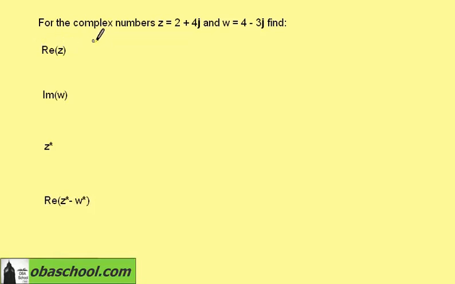For the complex numbers z, which is 2 plus 4j, and w, which is 4 minus 3j, we want to find the real part of z. The real part of z is going to be the part that doesn't involve j. We have a real part and an imaginary part. We only want the real part, so the real part of z is 2.